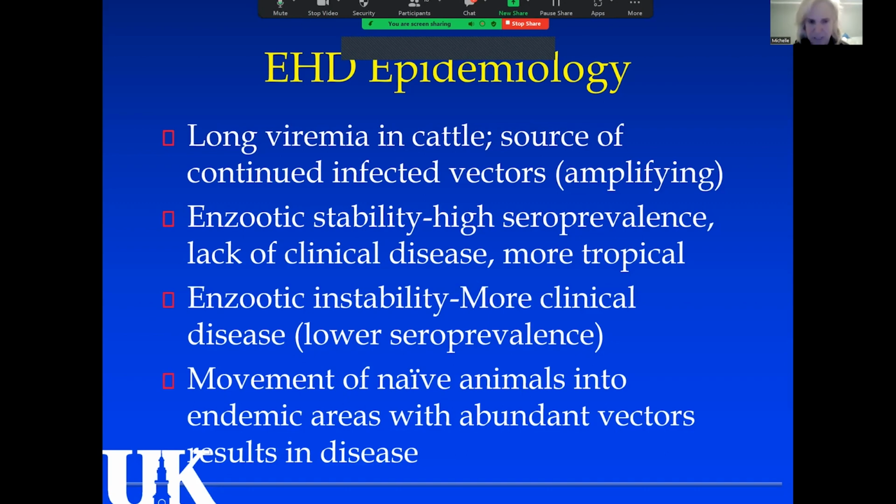The other opportunity for problems is when you move naive animals into an area that's endemic, where there are lots of vectors. For example, if you were to take an animal from here and move it into South Texas, it could be a problem, because there are a lot of vectors there, and we're not necessarily an endemic area in Kentucky. We're more in that instability category, where it's not widely exposed, but we've definitely got the disease here.